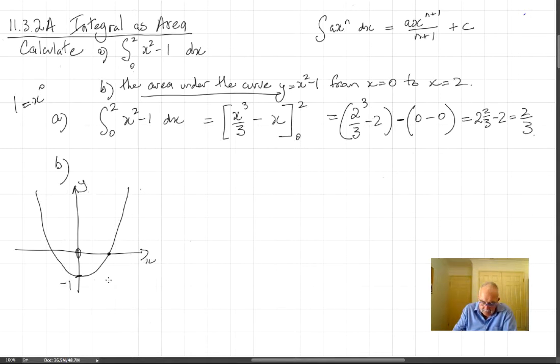And to do that, the x-intercept is when y equals 0. So we've got 0 equals x squared minus 1. This factorizes to x minus 1, x plus 1. And we get x equals 1 or negative 1, where it cuts the x-axis. So this must be our 1, and this must be equal to our negative 1. So we want the area between 0 and 2. So that's 1. 2 is going to be way out here.